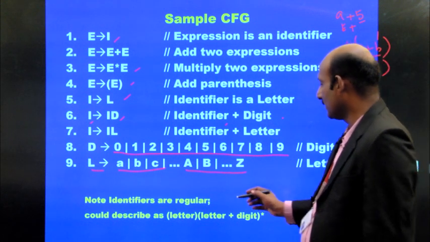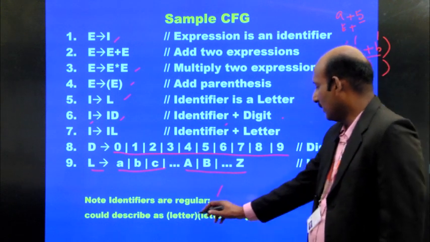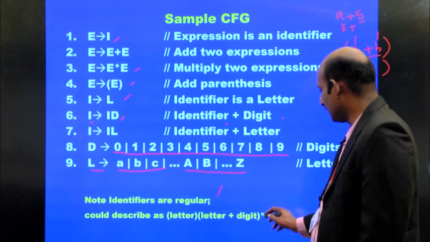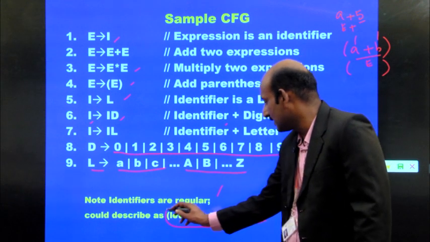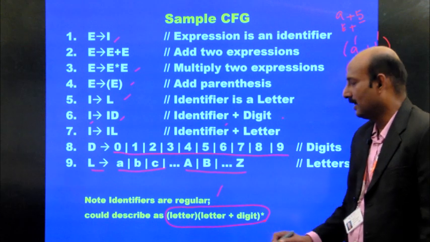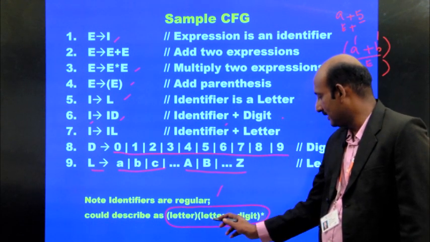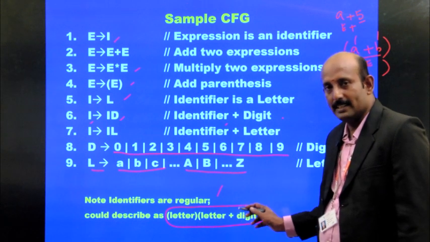So, these identifiers, regular, could describe the letter followed by letter plus digit power star. Why this is mentioned is that it is a regular expression. And this one is the regular expression: letter followed by letter plus digits.